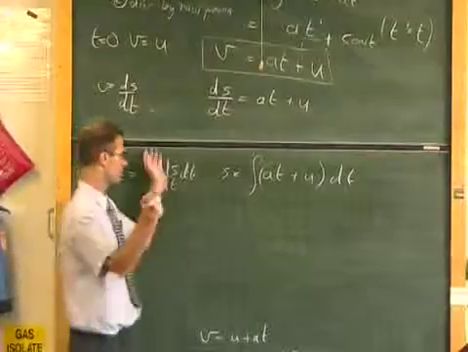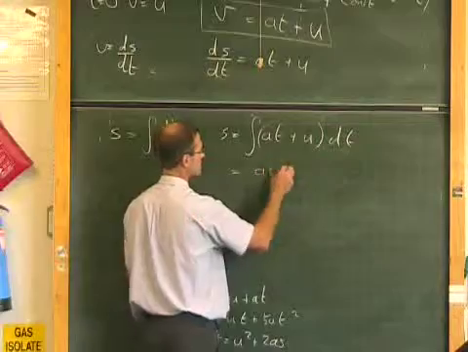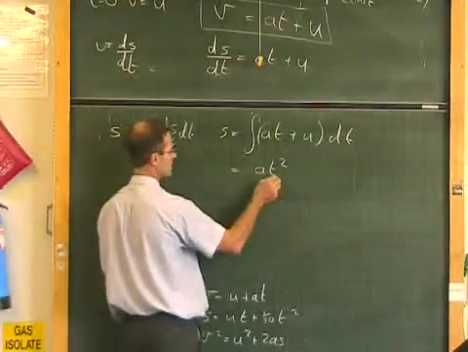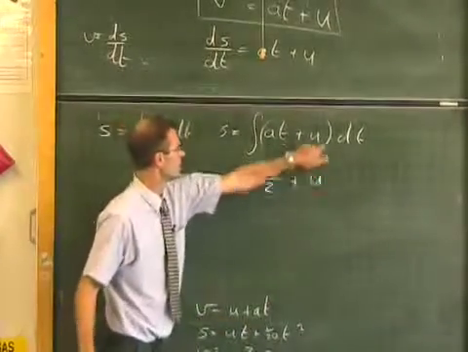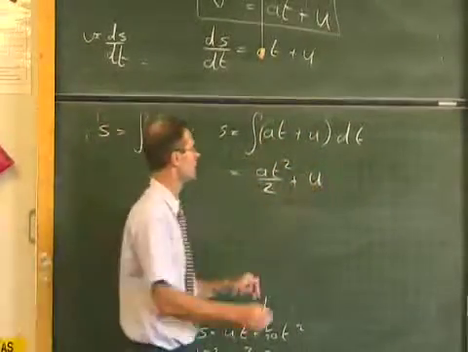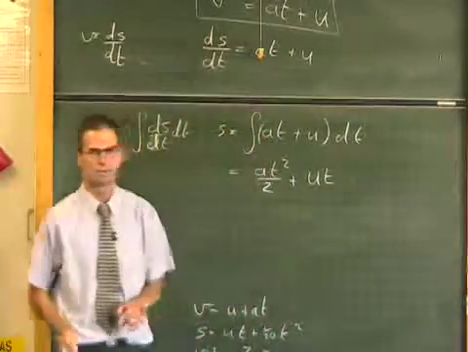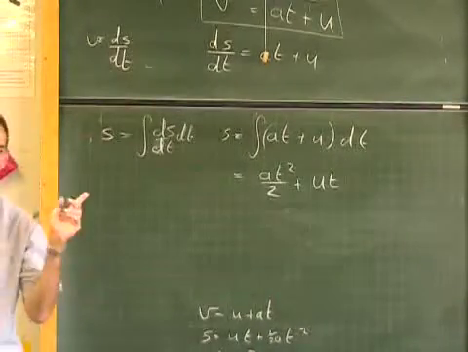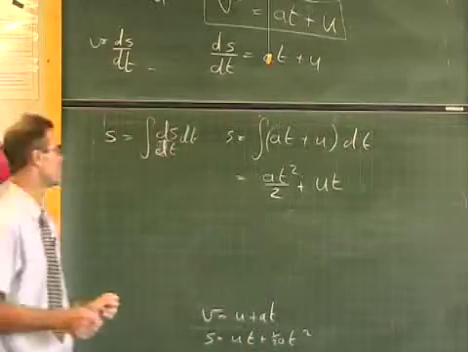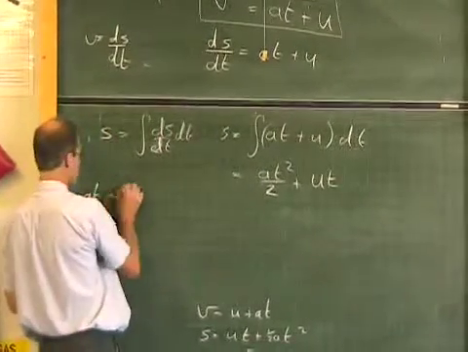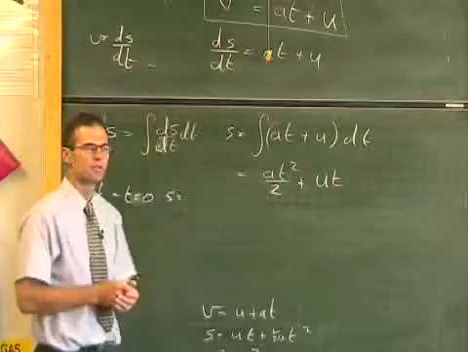And you've all, by yourself, said, well, at, raise the power of t, we get at squared. Divide by that new power, that's dividing by 2, plus u. It's just a constant in that line, so integrating with respect to time, you're increasing the power of t to the power 1, dividing by 1, so it's ut. And you were all very happy with that, but you had, to a person, forgotten one little thing. Is there a constant? So at time t equals 0, what's s equal to?